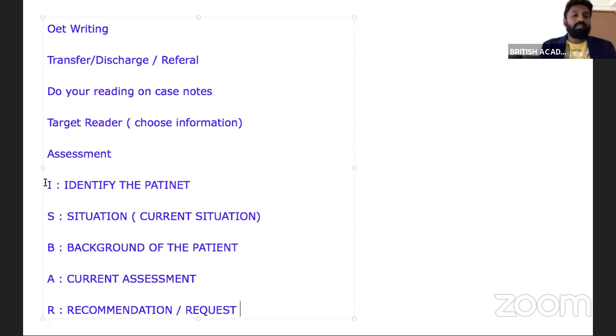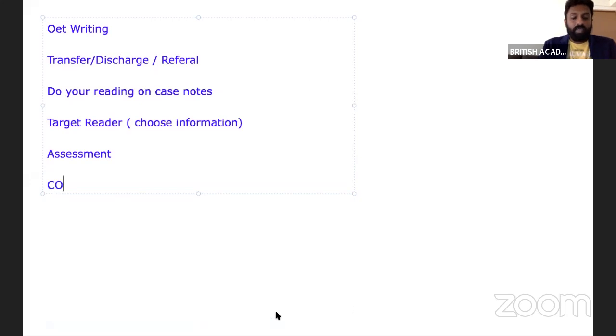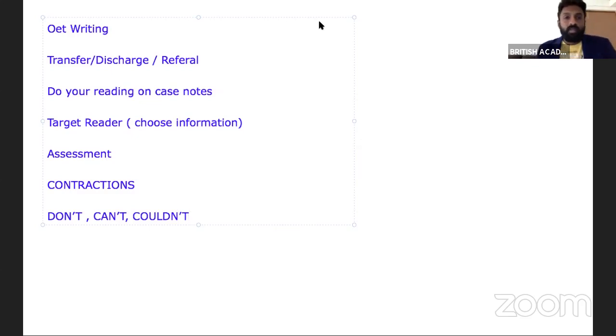Also, please avoid contractions. What do I mean by contractions? Please avoid contractions such as don't, can't, and couldn't. Better you write do not, cannot, or could not. Do not use contractions. That is not required at all. Please understand this very clearly in your mind. Do not use contractions when it is not required. That is something which we need to understand when we do our OET writing.